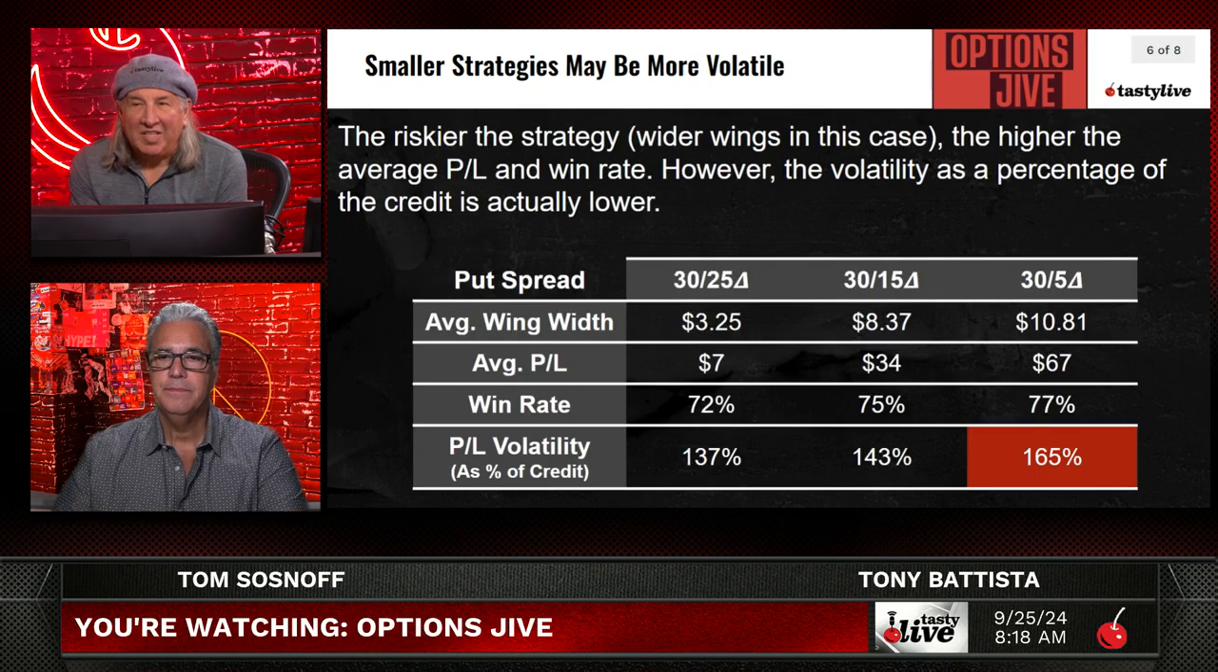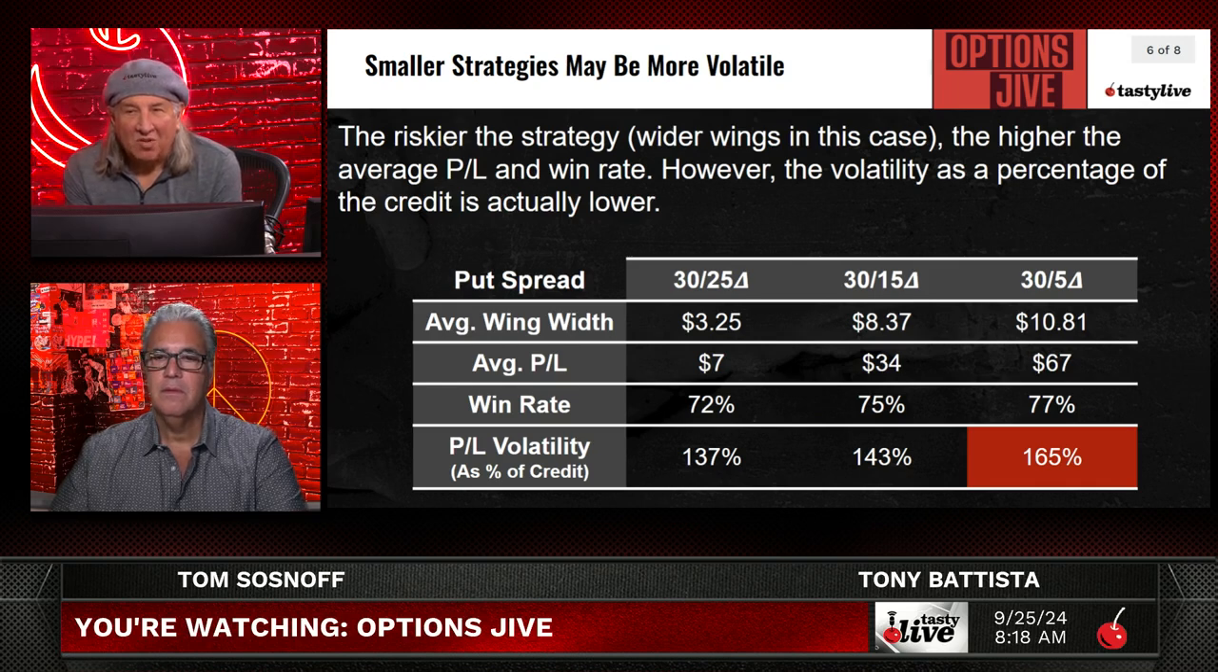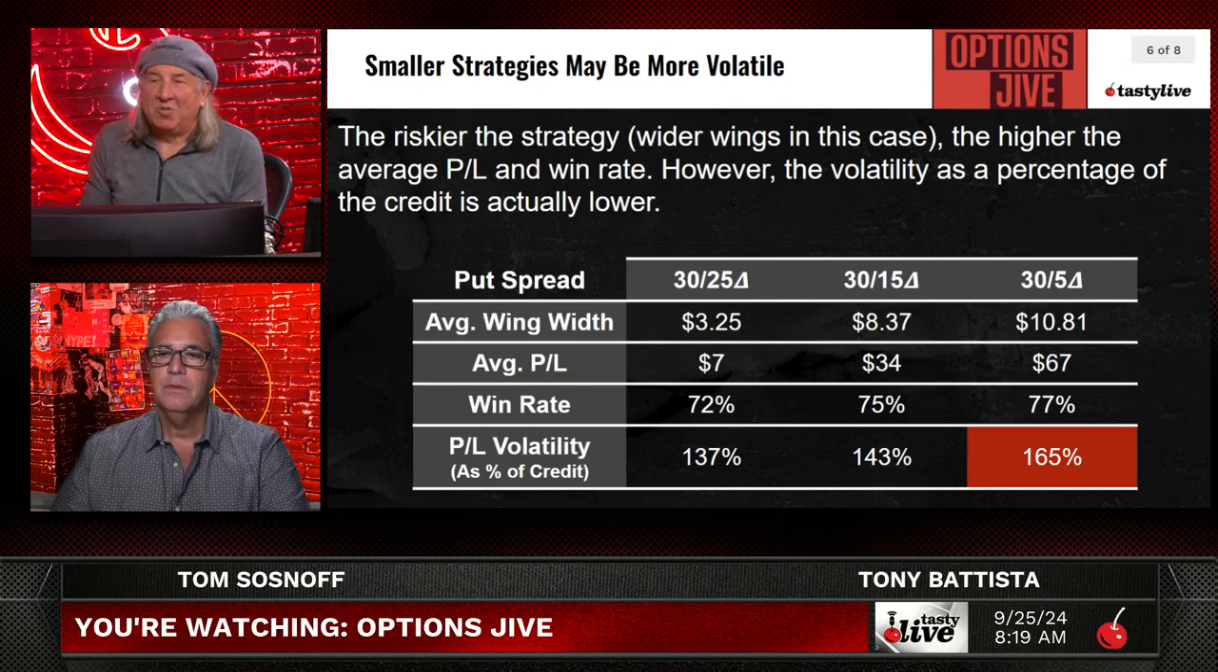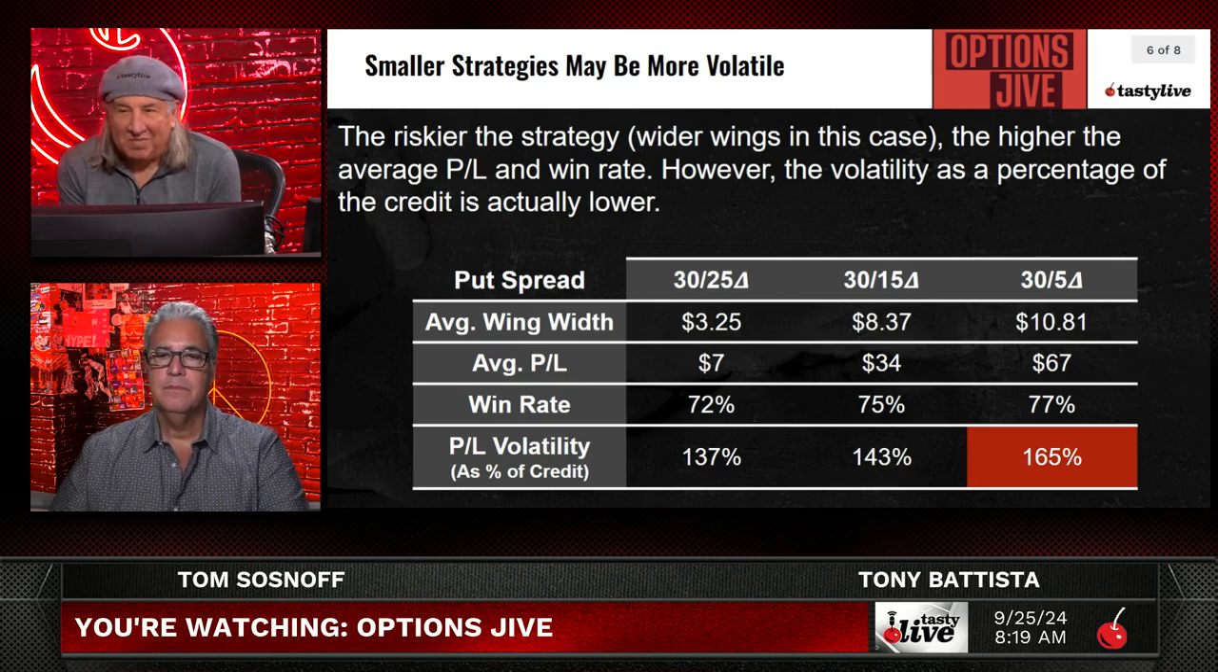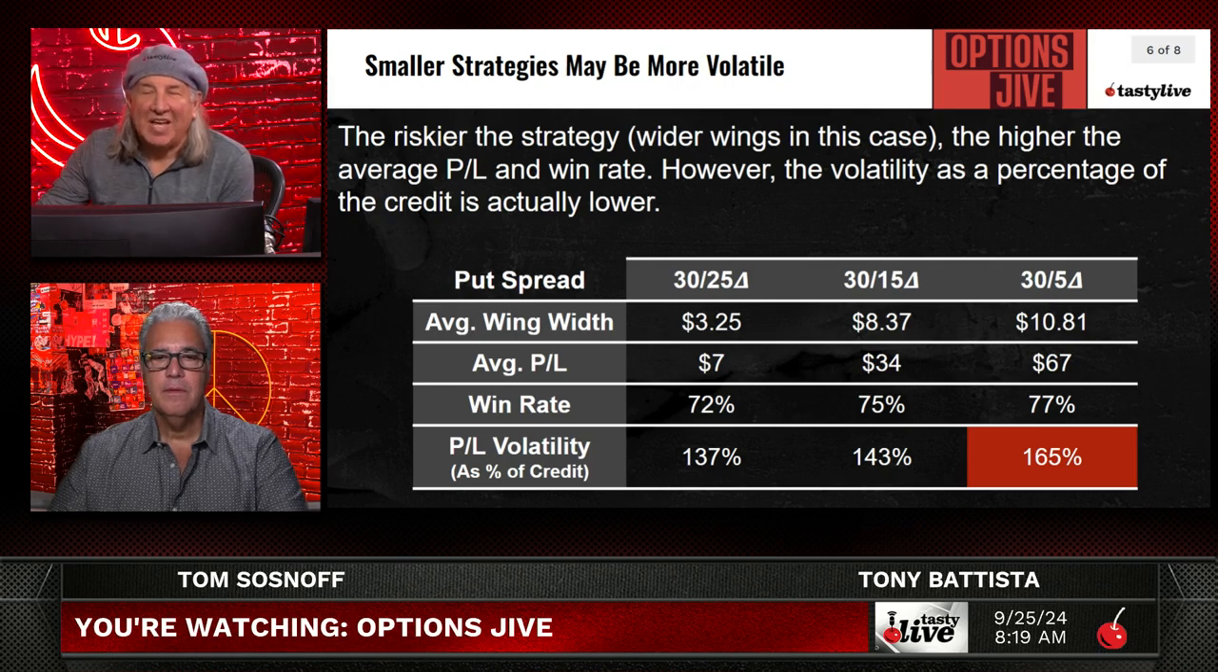And here you can see the riskier the strategy, the wider the wings, the higher the average P&L and the win rate. That's perfect. However, the volatility as a percentage of P&L was actually lower. So when you look at the first slide, short the 30 delta, long the 25 delta wings, the wing width was narrow. Average P&L was really small. The win rate was obviously going to be the lowest, but the P&L volatility in this case was also the lowest. When you go the widest, the P&L volatility, as a percent of the credit received, was the highest. All the other numbers kind of line up. So again, all the numbers play out exactly the way you would have thought they would.